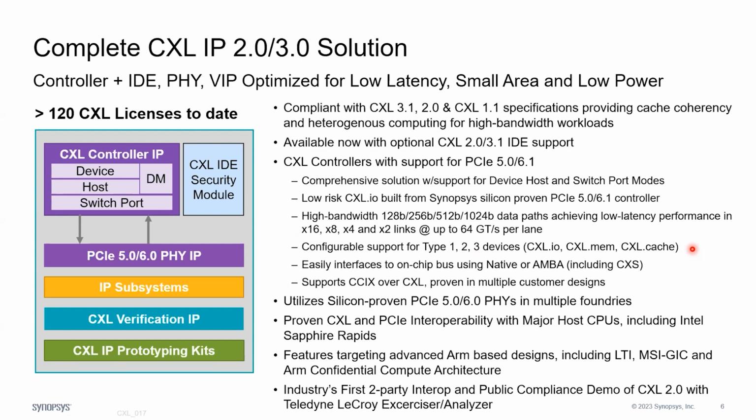Gives you some flexibility if you want to have different SKU numbers for the same part, or you can save a very small amount of gates and just optimize this at compile time and just say, I'm building a type 3 device. I know I'm a memory application. I'm never going to use a .cache, and you can go that route.